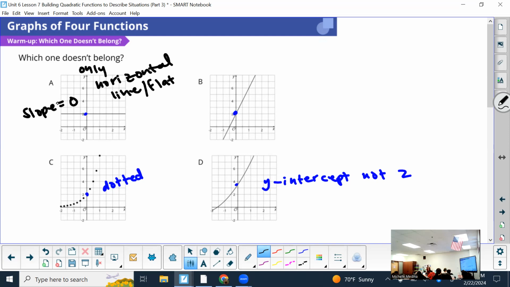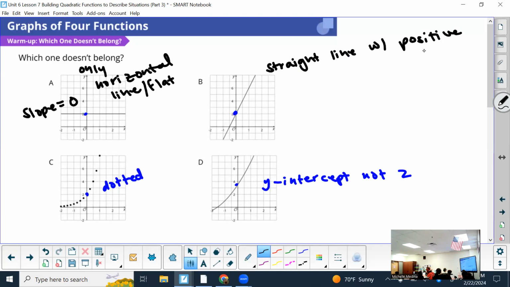Okay. Then table 4, even though you might not have picked B as not belonging, can you give me a reason it doesn't belong? It's a straight line. There's no other straight lines on it? Okay, straight line that's going up. Straight line that has a positive slope.